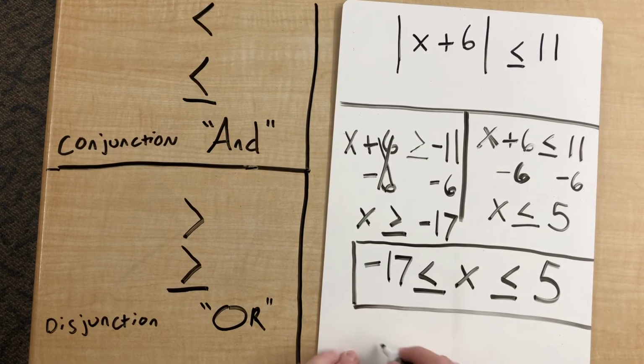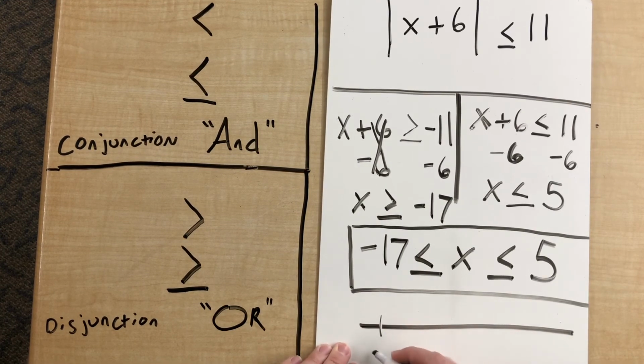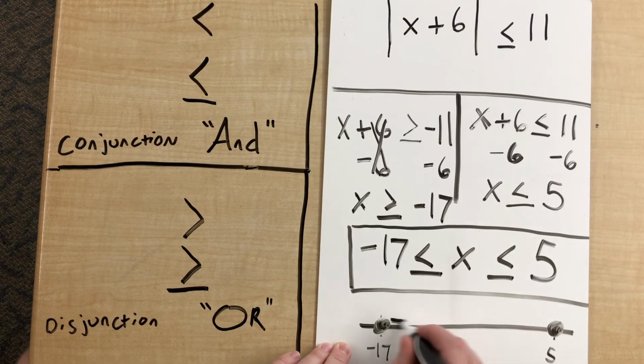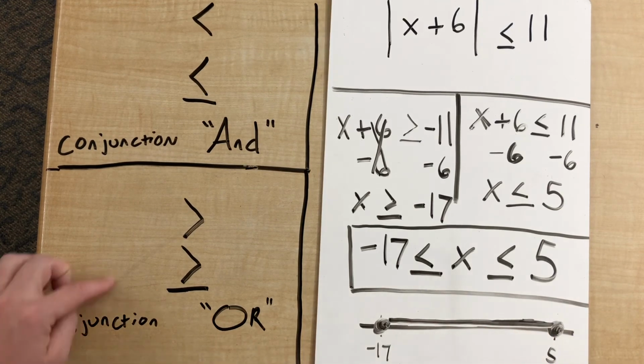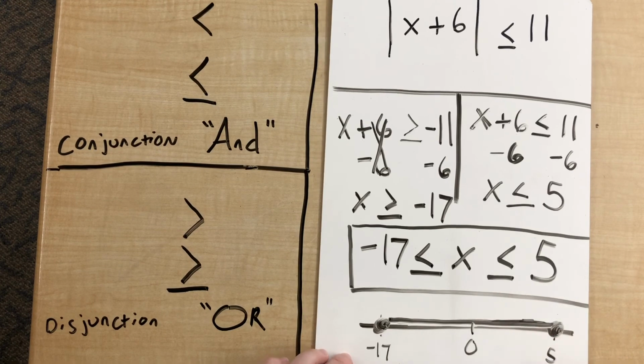Okay, now graphing, and then we are done. Negative 17 over here. It's a closed circle. Here's 5 over here. Once again, another closed circle because we have our equal to sign. And we know since x is in the middle, it's an and statement. Our graph is in the middle of our conjunction statement. Conjunction and and mean the same thing. Disjunction and or mean the same thing. There's our graph, and theirs would be 0.